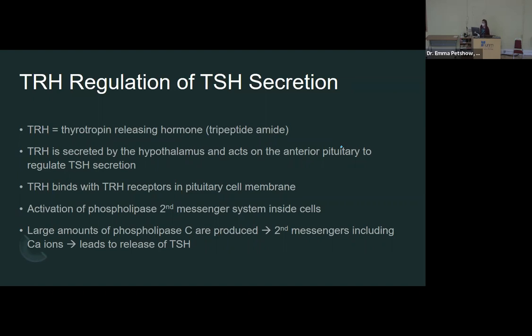So how does TRH regulate TSH? Talked about that a little bit. TRH, secreted by the hypothalamus, acts on the anterior pituitary. TRH binds with receptors on the pituitary cell membrane. It activates a phospholipase second messenger system to then cause that release of TSH.